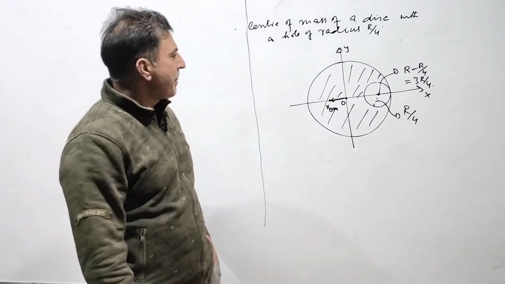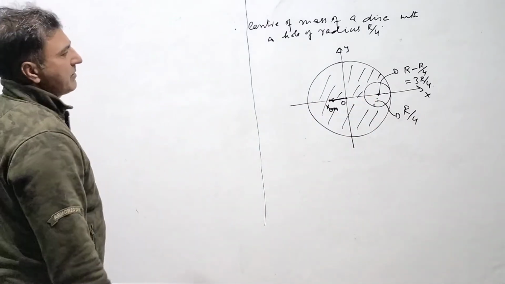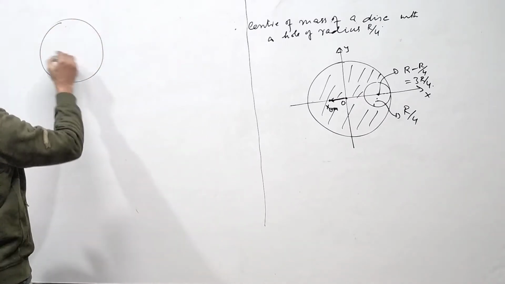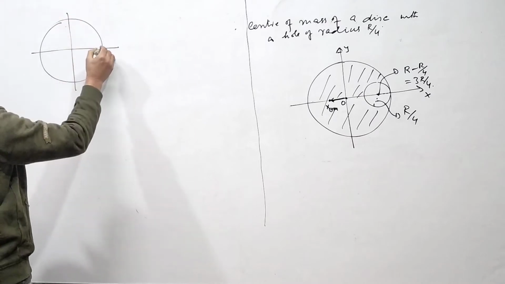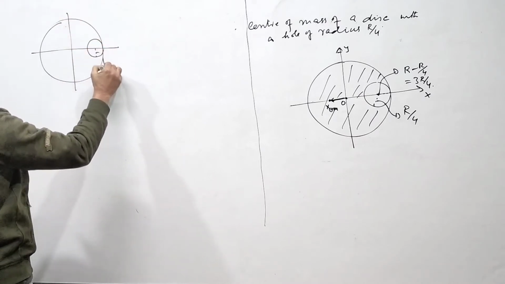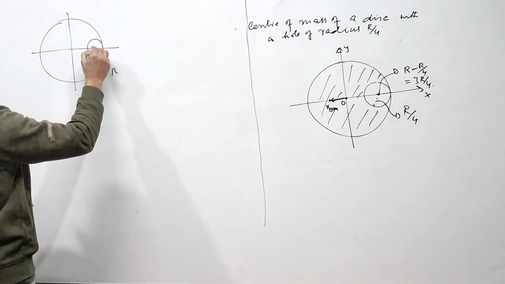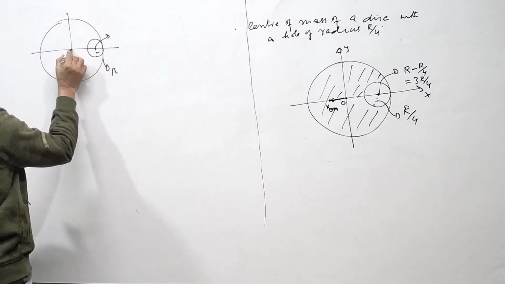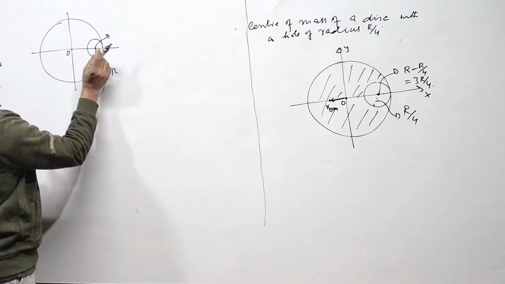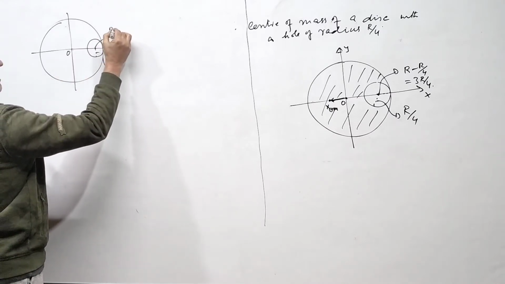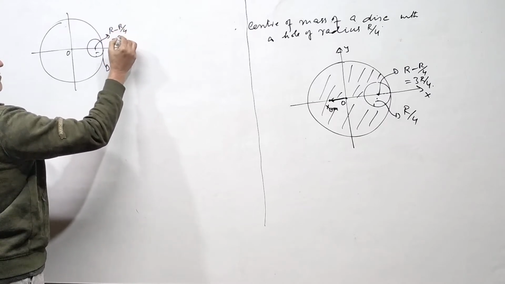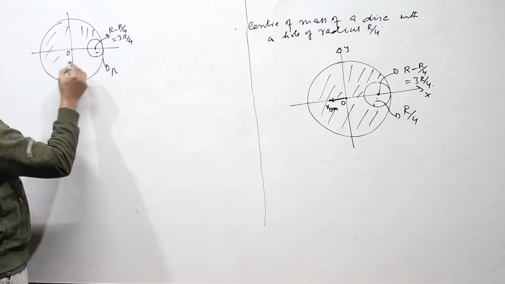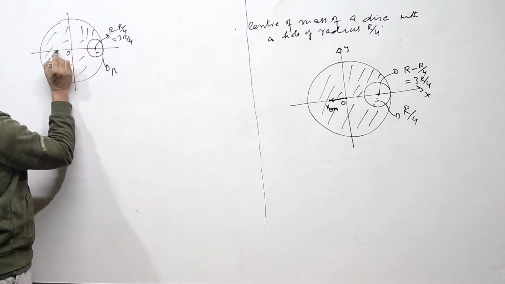So how to do it? What is the technique to do it? Have a look. It's a disk with a hole of radius r by 4, and the center of this hole has a coordinate with respect to this center. What is that? That is r minus r by 4, that is 3r by 4. We have to find the center of mass of this remaining part. Suppose that is here.